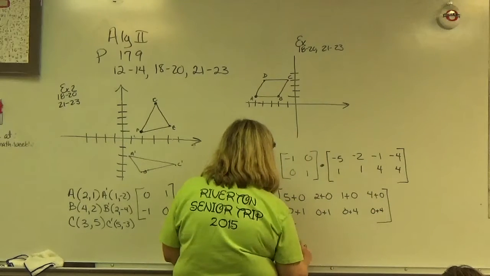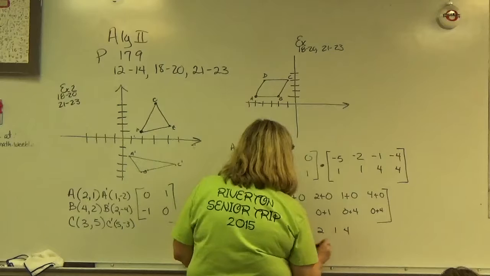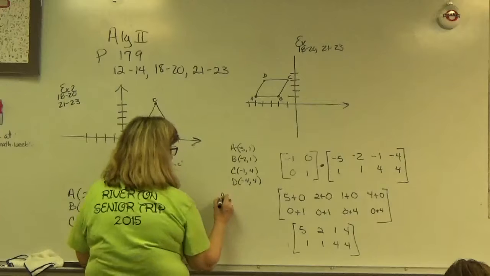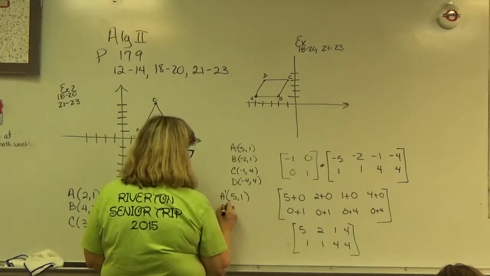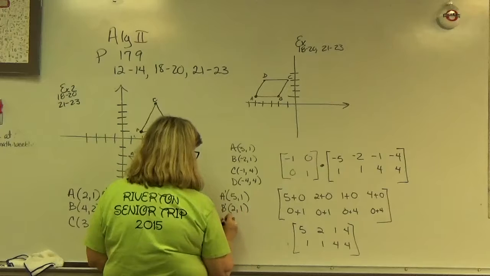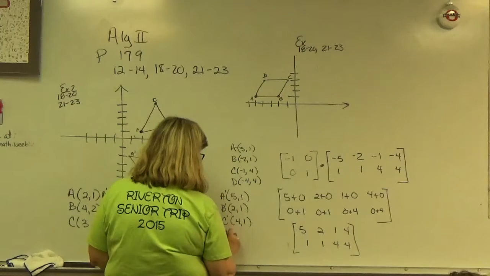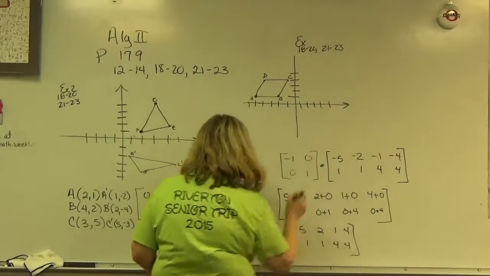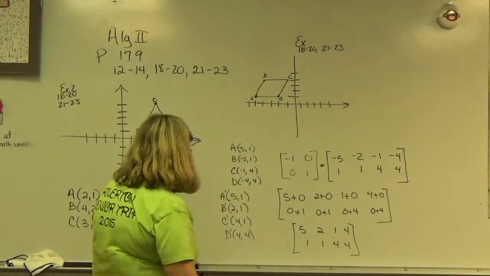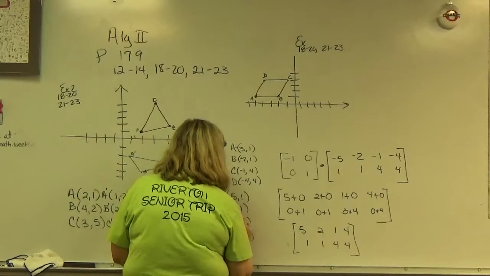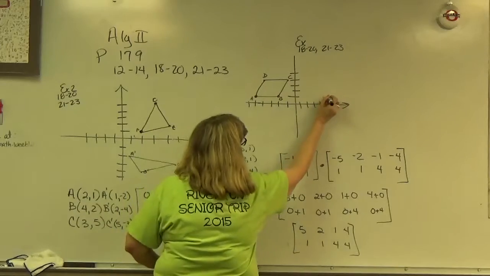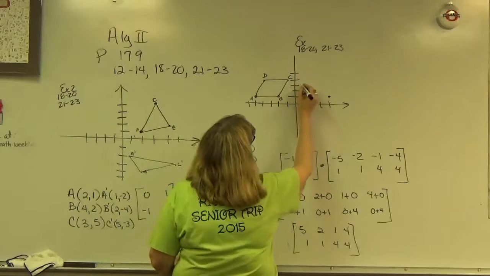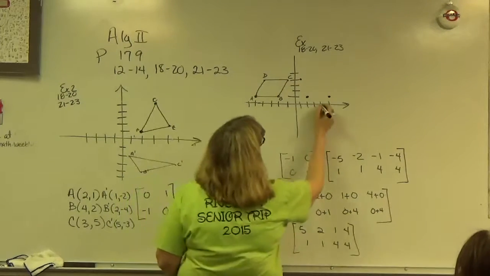So that creates 5, 2, 1, 4, 1, 1, 4, 4. So my new vertices will be: A is 5, 1, B is 2, 1, C is 1, 4, and D is 4, 4. Okay, so 5, 1. Now let's see, 1, 4. Yeah. Thank you. So 5, 1, 2, 1, 1, 4, and 4, 4.